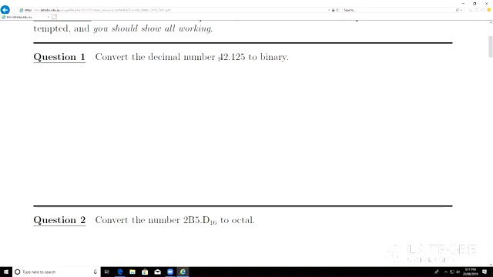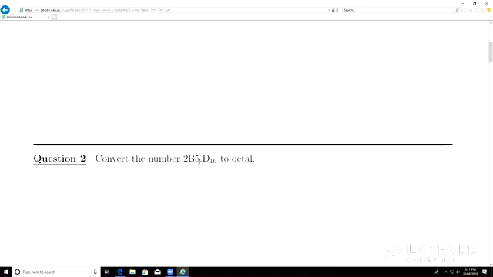Oh, very similar question. Convert the number. The number is written in hexadecimal. You're asked to convert that to octal. So, if I want to do that, let's look at that. So you want to convert 2B5.D16 into octal. So first step would be to write their hexadecimal representation. 2 is 0010.